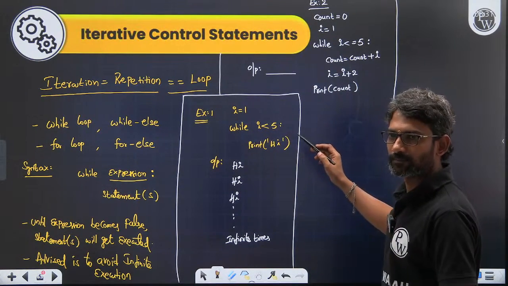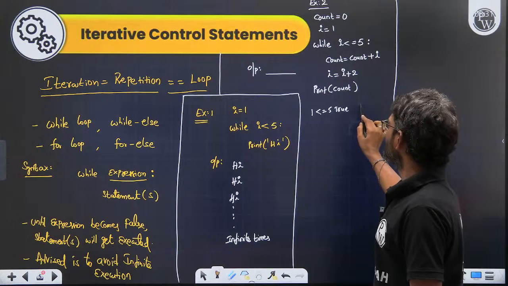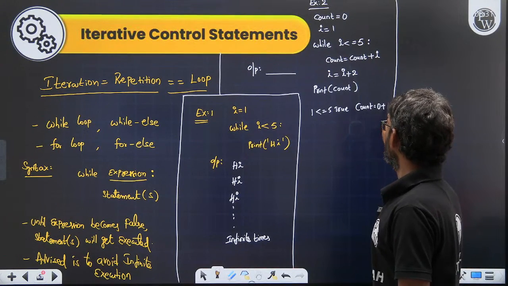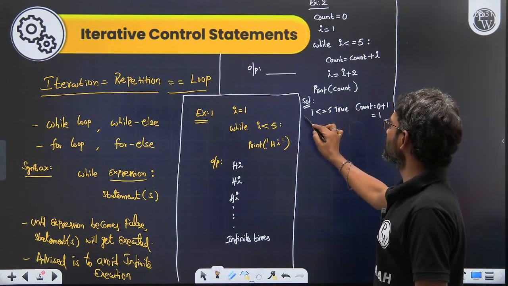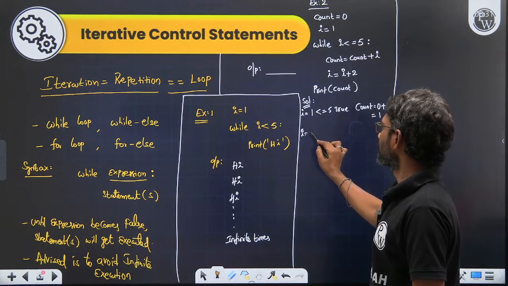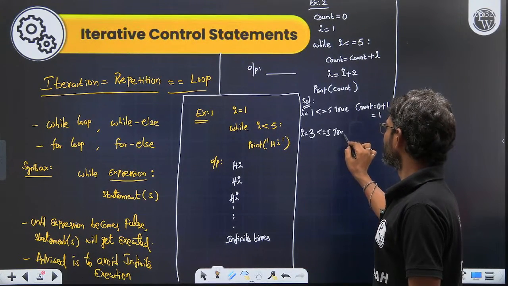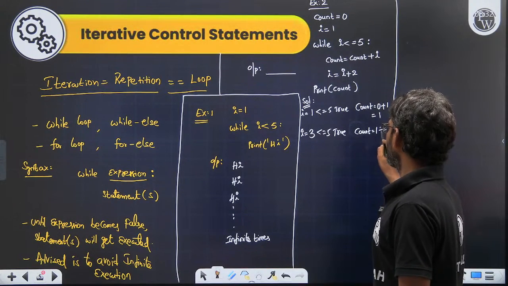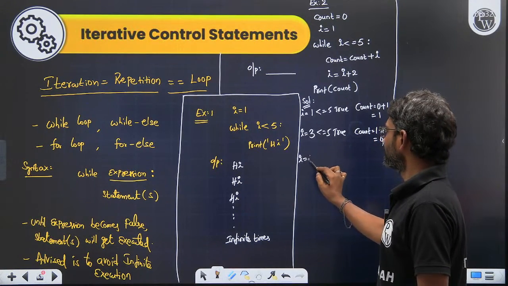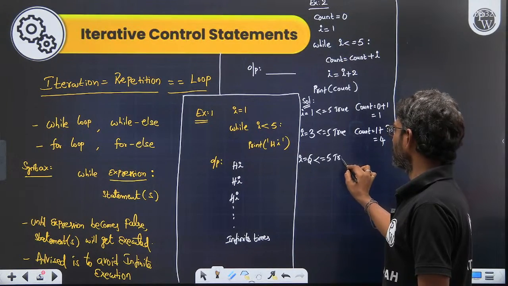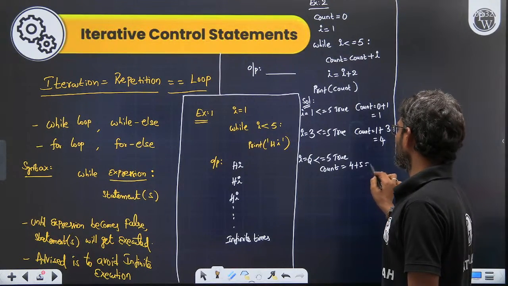See this. i is 1. 1 less than or equal to 5 true. So count is equal to count plus i. 0 plus 1, 1. Okay. Then i becomes 3. 3 less than or equal to 5 true. So count becomes count plus i. 1 plus 3, 4. Then i becomes 5. 5 less than or equal to 5 true. So count becomes count plus i, that is 9.